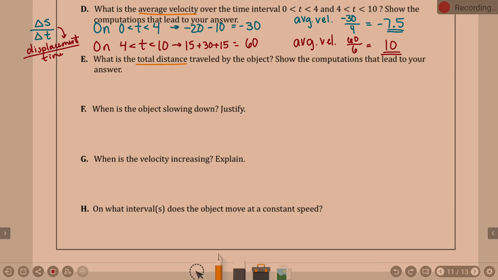But what did we just do? We just looked at 0 to 4, yes? From 0 to 4, its displacement was negative 30, but the total distance is going to be the absolute value of that. So you're looking at the absolute value of negative 30, plus, from 4 to 10, we just had the 60. And so 30 plus 60 is 90. Are we okay with that?